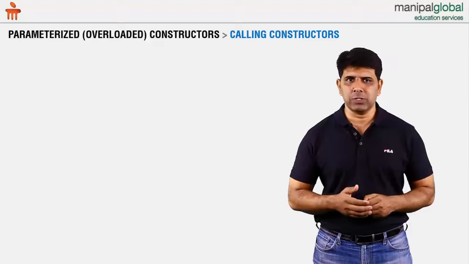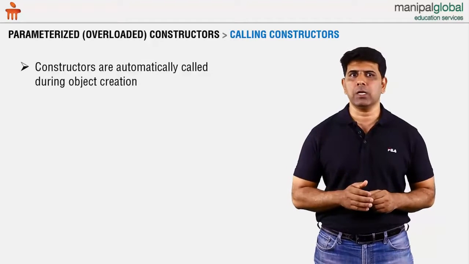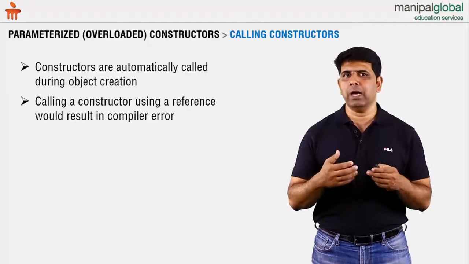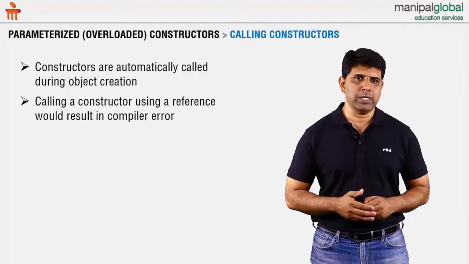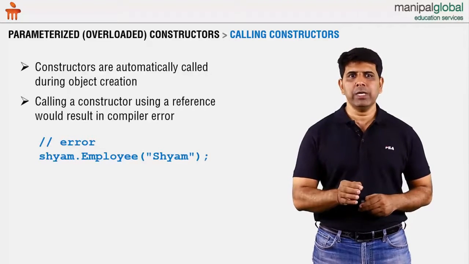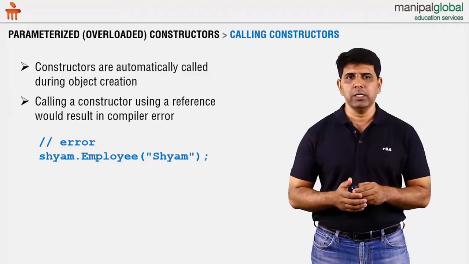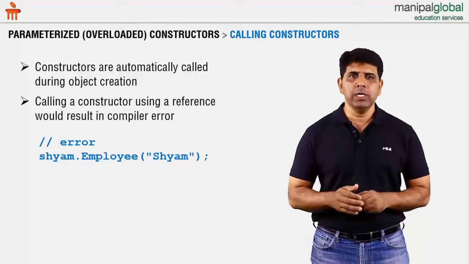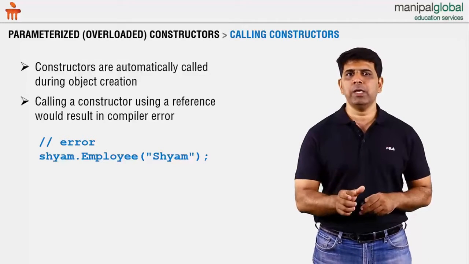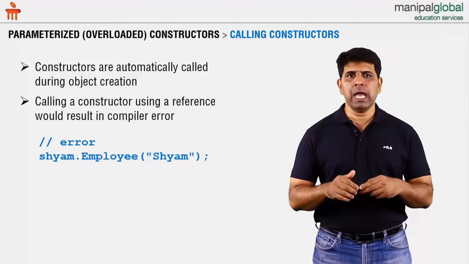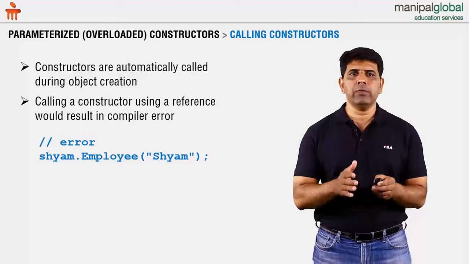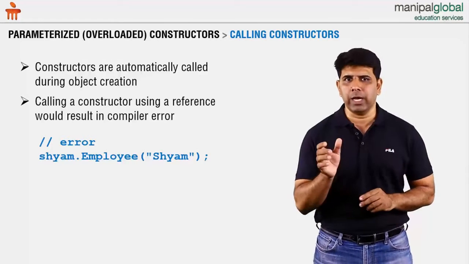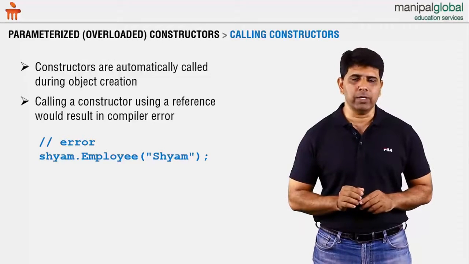So how do we call a constructor? Remember, constructors are automatically called during object creation. So calling a constructor using a reference as in a method will result in a compilation error. For example, Shyam is a reference of Employee pointing to an object, and now you are trying to reinitialize the name by saying Shyam.Employee of Shyam. This would be an error because Employee is not a method. In languages like C++, you cannot even have a method with this name. However, in Java, it is possible to have a method with the name Employee.